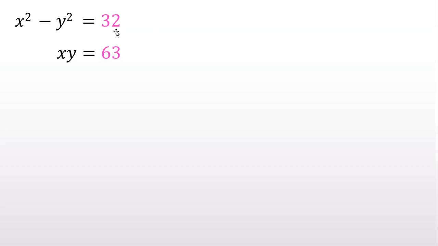x squared minus y squared equal to 32, xy equal to 63. We want to find x and y. So look, first you can try to find an example. In all problems, try to do that first.